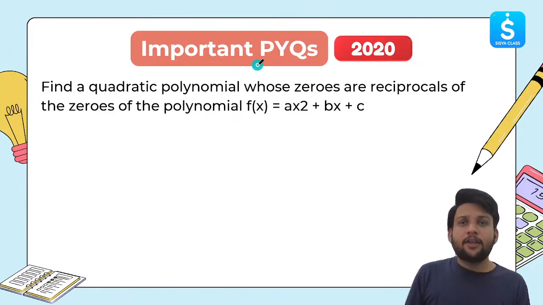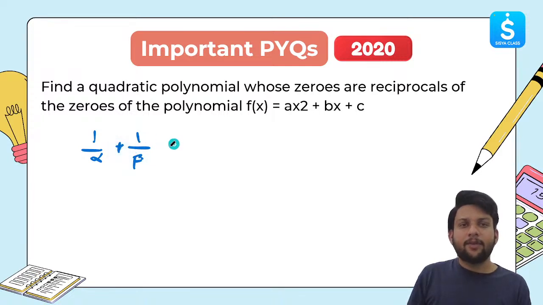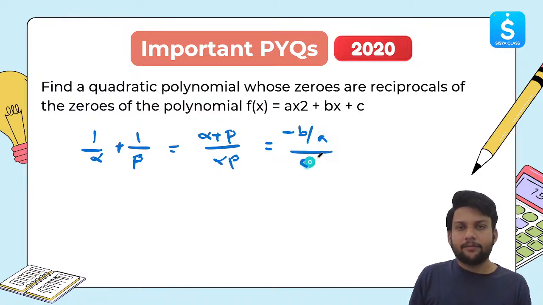Okay, this we are doing. First of all, I have to find whose reciprocal. The roots should be 1 by alpha and 1 by beta, right? Now, let's find the sum of roots. 1 by alpha plus 1 by beta will be given by alpha plus beta over alpha beta, right? What is alpha plus beta? Minus of b by a. And what is alpha beta? c by a. So I have found the sum of roots, and the a will get cancelled, giving minus of b by c, right?